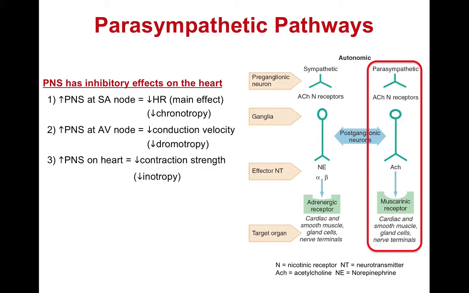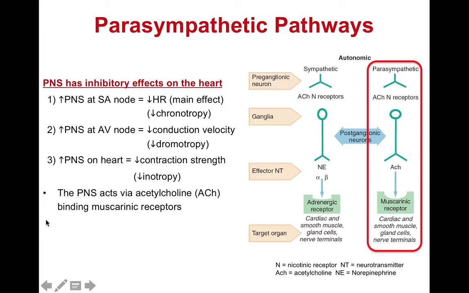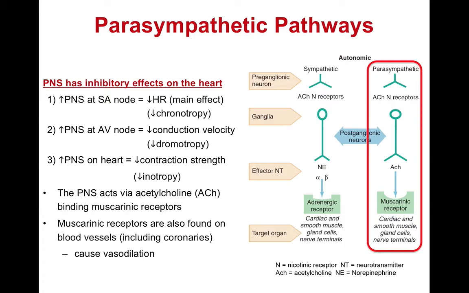And finally, an increased parasympathetic nervous system on the heart causes a decreased contraction strength, a decrease in inotropy. Now this decrease in inotropy is only moderate or mild. It's not the same as the sympathetic nervous system's activity on inotropy, which is a dramatic increase. But the parasympathetic nervous system does have a small effect on the inotropy. As I mentioned when discussing the figure, the parasympathetic nervous system acts by acetylcholine binding to muscarinic receptors. The muscarinic receptors are also found on blood vessels, including the coronary arteries, and they cause vasodilation.